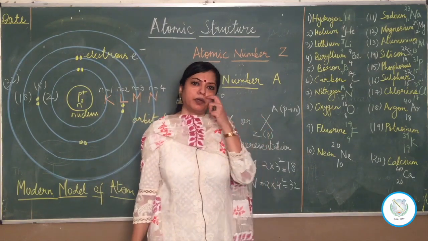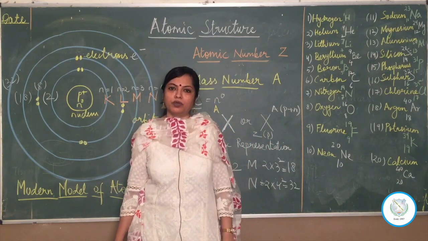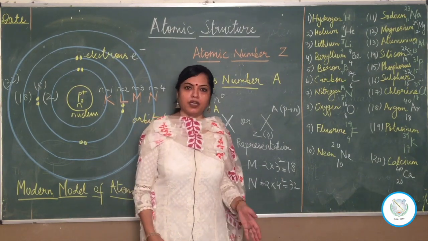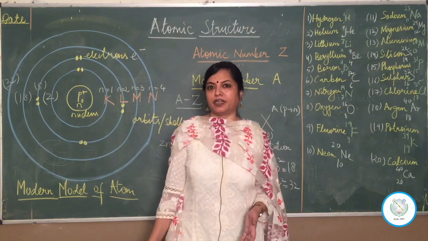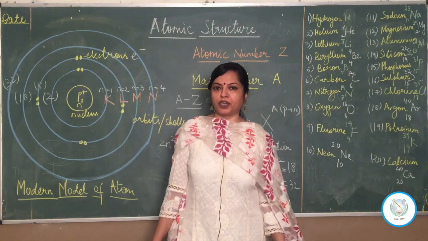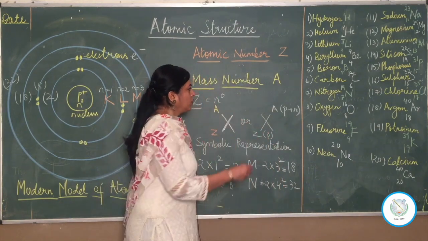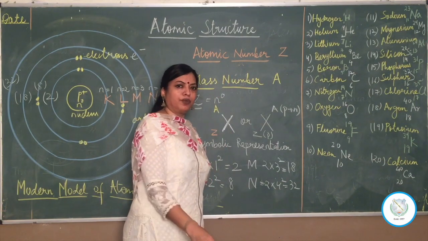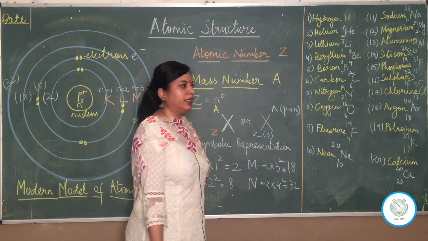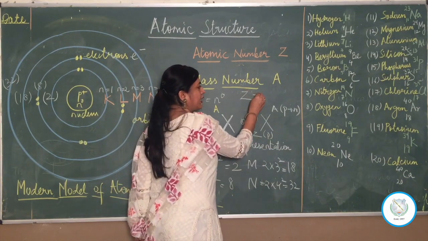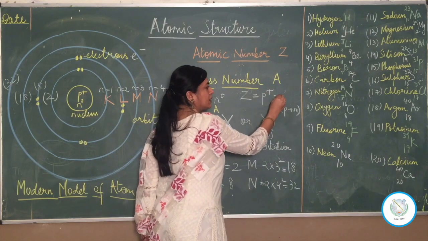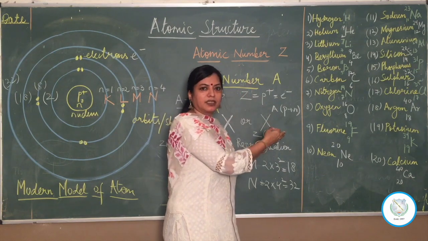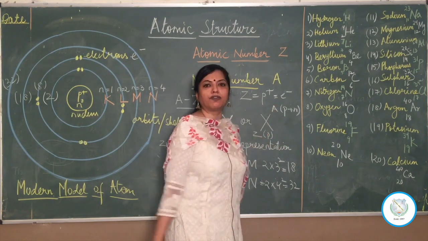Now if I know the number of protons, how can I calculate the number of electrons? You know that an atom is electrically neutral. That means the total number of protons is equal to the total number of electrons. That is why it is neutral. Neutrons are not contributing to any charge. So if you know the atomic number, you know the number of protons, and if you know the number of protons, you know the number of electrons. So we come to the conclusion Z is equal to P plus is equal to E minus. That is, atomic number is the same as the number of protons, which is the same as the number of electrons.